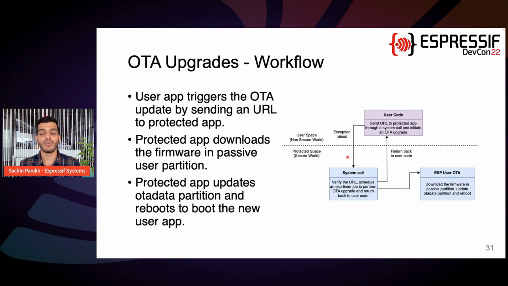So now let's look at the overall OTA upgrade workflow. Like I mentioned, the entire process is handled by the protected application, but it's the user code which will instigate. Initially, it would just pass the URL to the protected application through a system call. This URL should point to a valid user application. It verifies the URL, and once it's verified, it handles the entire OTA workflow in the background.